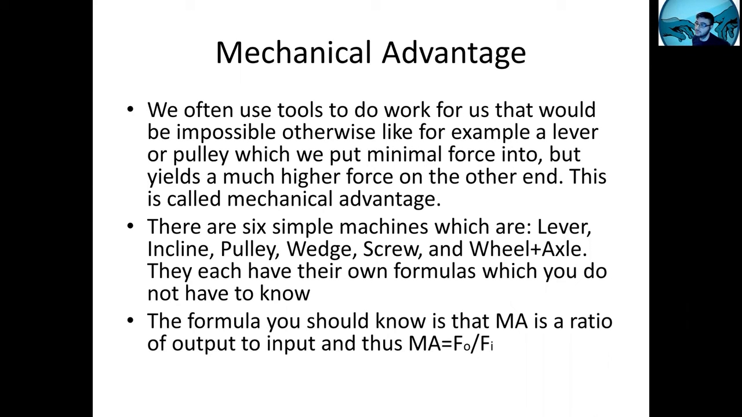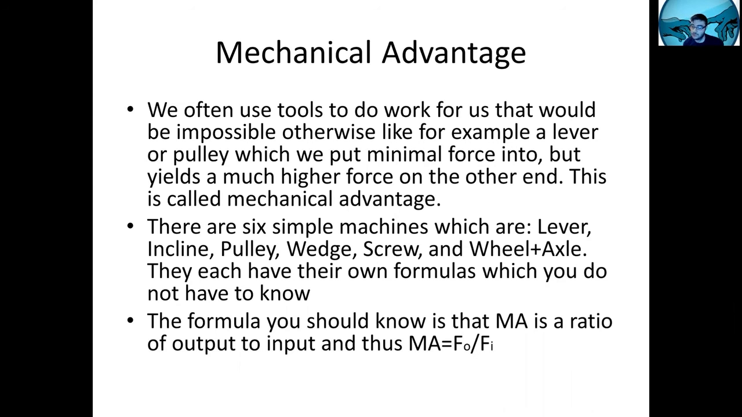There are 6 simple machines that are used for mechanical advantage: levers, inclines, pulleys, wedges, screws, and wheel and axle. They each have their own formulas, which you don't have to know, in terms of how they convert things. Mostly it's based on length and things like that. For wheel and axle, it's diameter, and it has a lot of different things. That's way too specific and too complicated for the MCAT, so you don't have to know them.